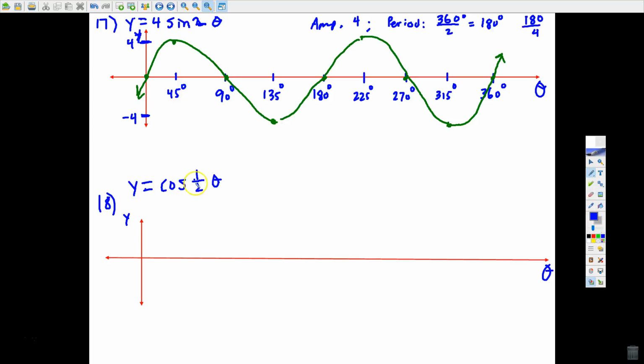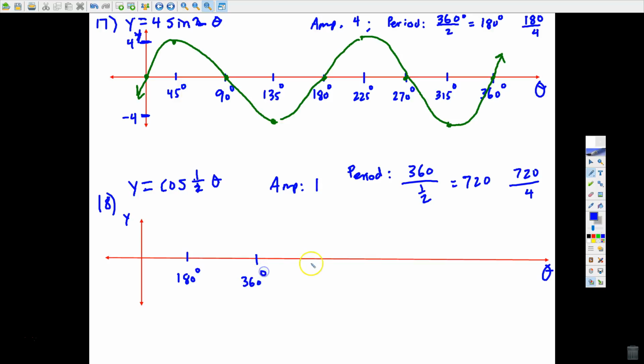Number 18 is a cosine graph. And this time our amplitude is 1. The amplitude is the absolute value of what's in front of sine or cosine. Period, again, is 360, in this case divided by 1/2. So it's going to be 720. And then if we do 720 divided by 4, we get our graph interval. So that's going to be 180 degrees, 360 degrees, 540 degrees, 720 degrees. And that's as far as we need to go.